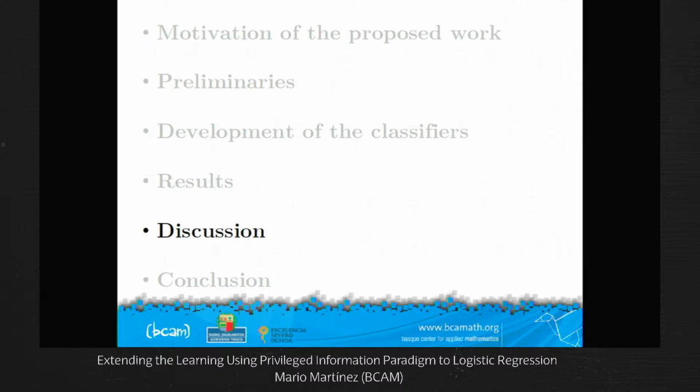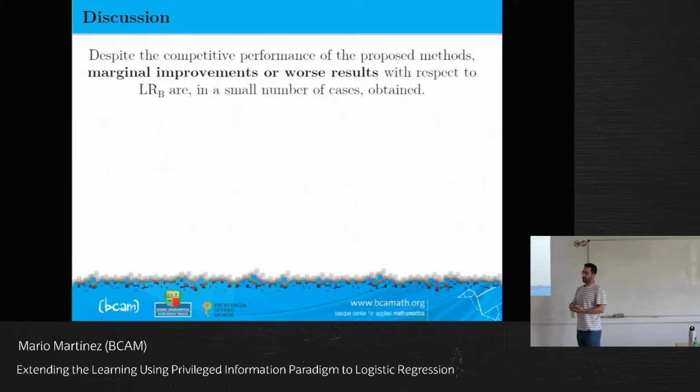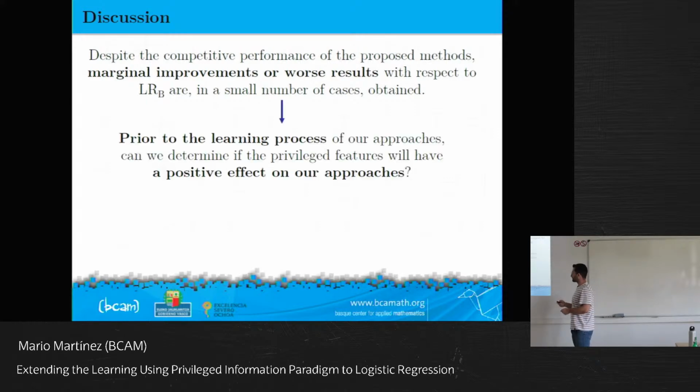Finally, we move to the discussion. Here, despite the competitive performance of the proposed methods that we have seen, marginal improvement or worse results with respect to the base classifier are obtained in a small number of cases. So, prior to the learning processes of our approaches, can we determine if the privileged features will have a positive effect on our approaches? So, if our LRIT plus or LR plus can outperform the base classifier?